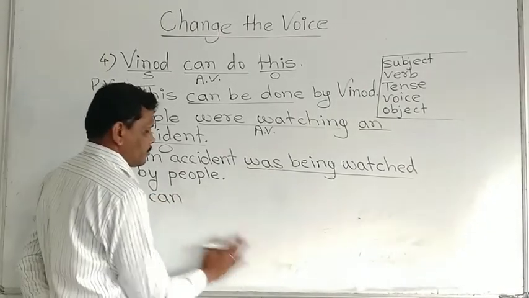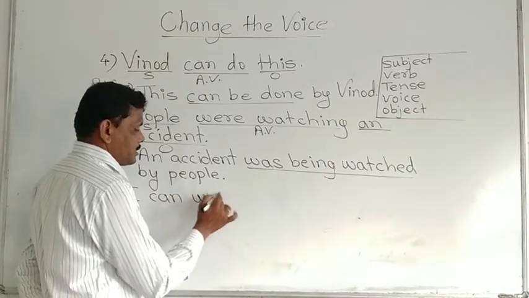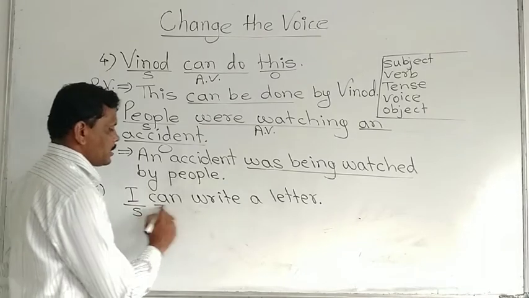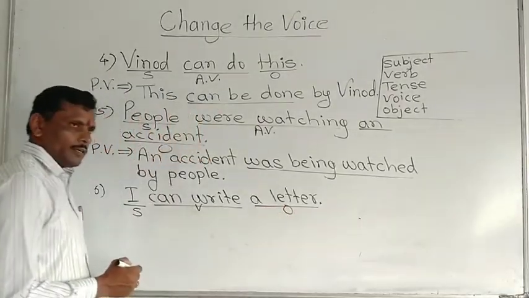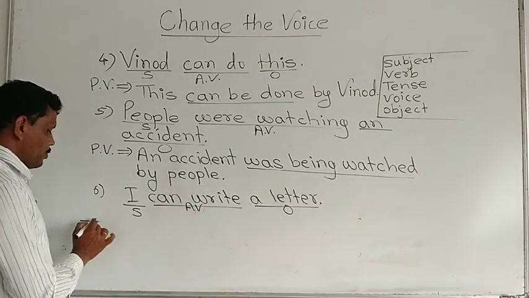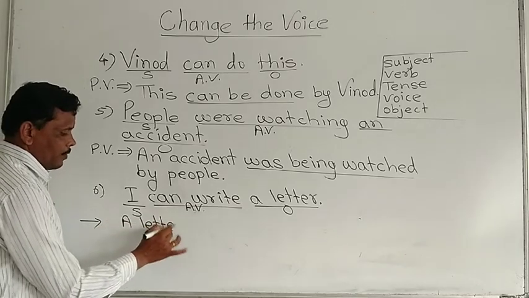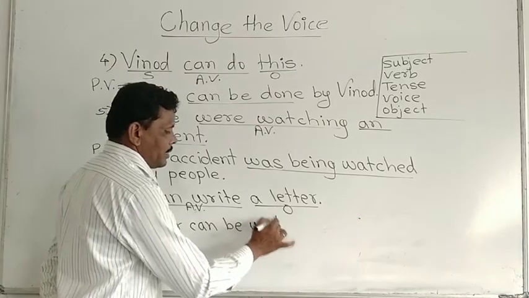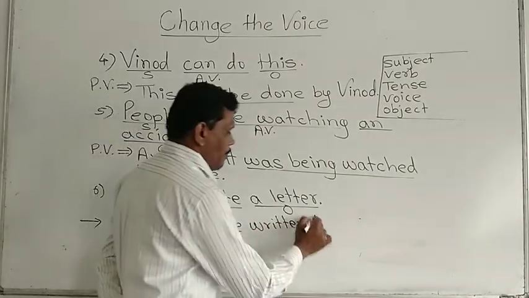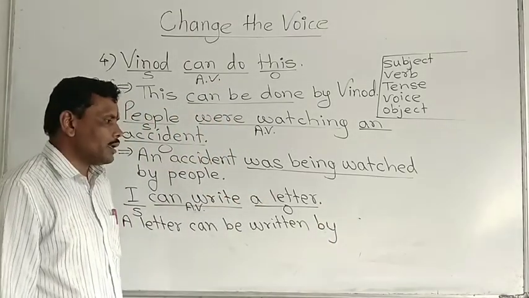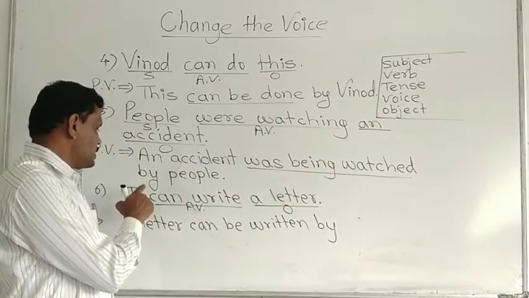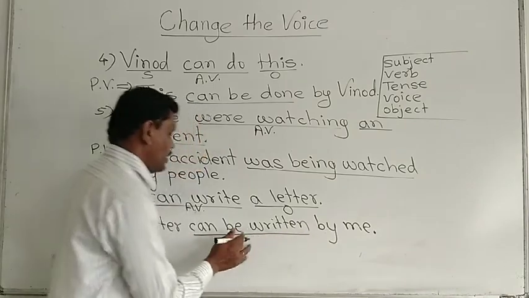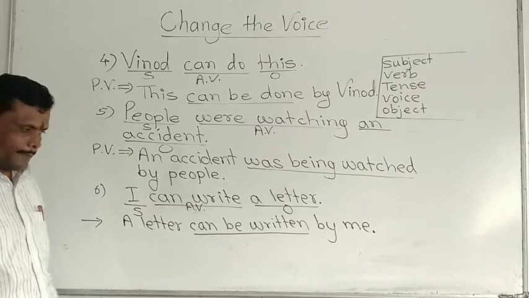I can write a letter. See here, I can write a letter. Here I is the subject, can write is the verb, and a letter is the object. Active voice is given. Write, its passive voice: a letter should be placed at first. Then can plus V3, its passive is can plus be plus V3. Write, its V3 is written. A letter can be written by. Now I should be placed at the end after by as an object, so its case changes, I changes into me, and last full stop. A letter can be written by me. Here can be written is the passive form, this is the passive voice. Next example.